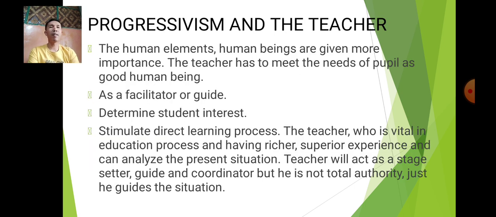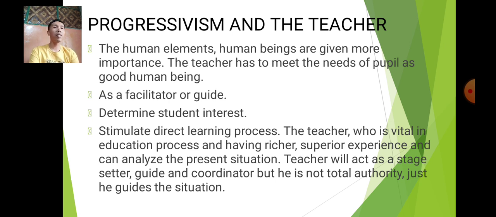Okay, progressivism and the teacher. The human elements, human beings, are given more importance. The teacher has to meet the needs of pupils or students as a good human being. Then the teacher acts only as a facilitator or guide. Number three, the teacher must determine students' interest. Number four, stimulate direct learning process.